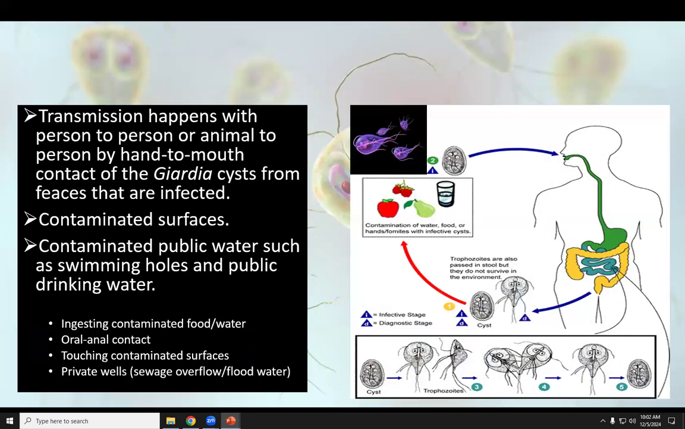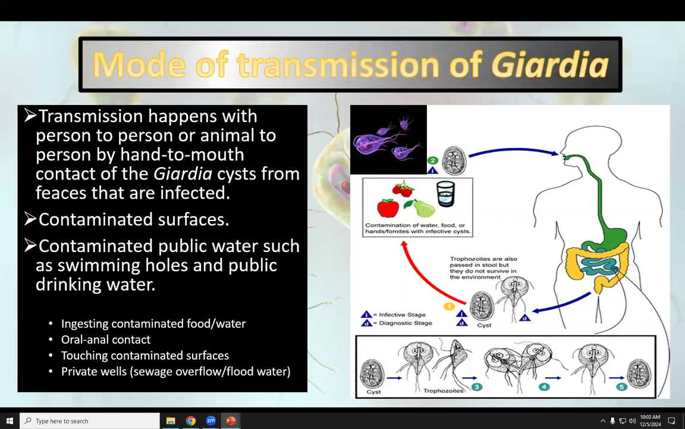Transmission happens from person to person or with contaminated surfaces or food. So you can see kind of what I was saying. It starts as a cyst, and then you get it from dirty drinking water or public swimming pools, and then it goes into your intestines. And down here, it gives a more specific view that shows how it starts as a cyst, then it splits, and then it ends up as a cyst where you poop it out. That's the mode of transmission.